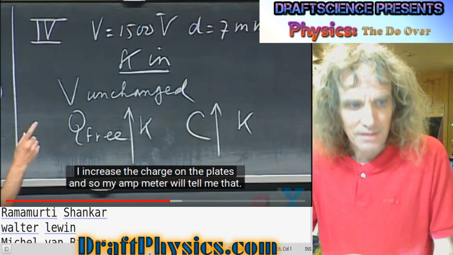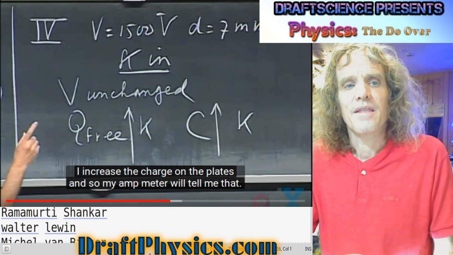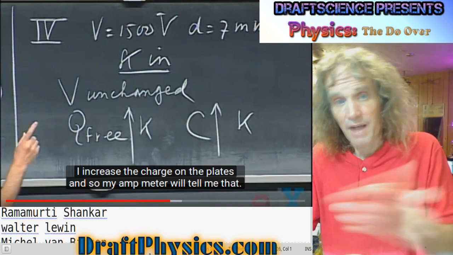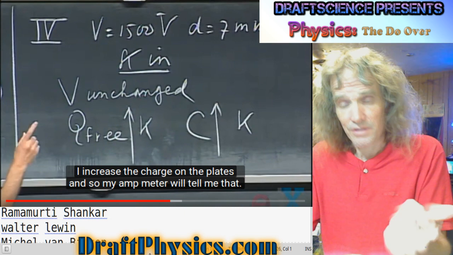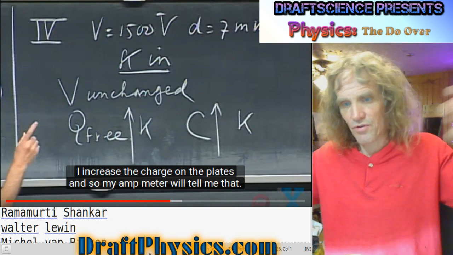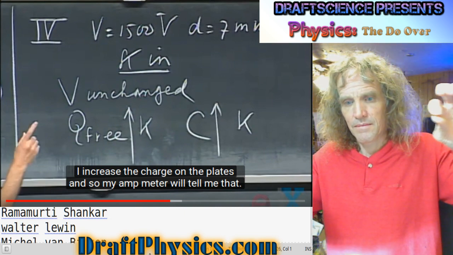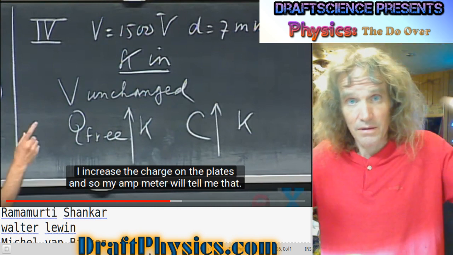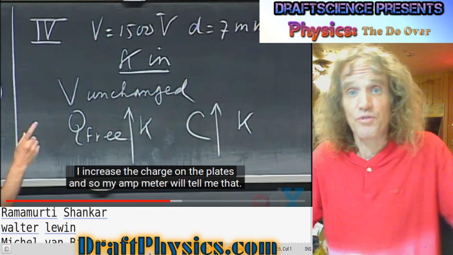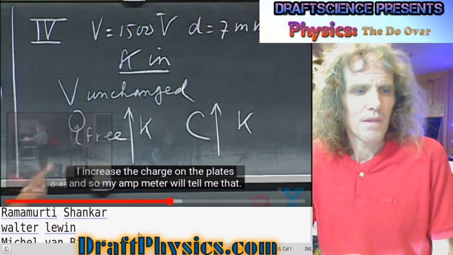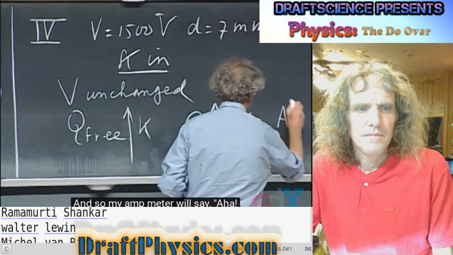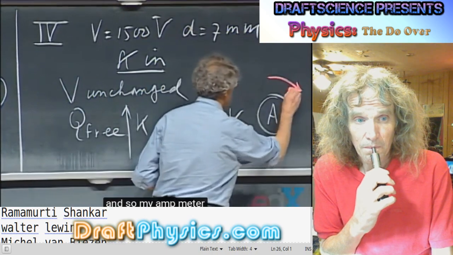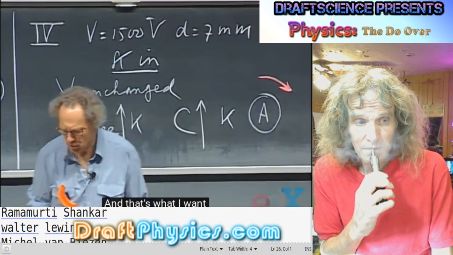Because the extra space exists, the voltage on the plates will drop, and as the voltage drops, the power supply will restore the voltage, and what it's really doing is creating more charge to be able to fill the new space created. My ammeter will tell me that. And so my ammeter will say, aha, I have to put charge on the plates, and so my ammeter will now do this. And that's what I want to show you.